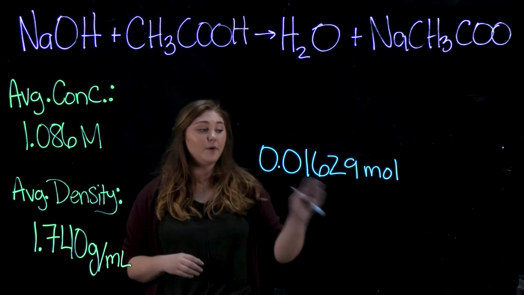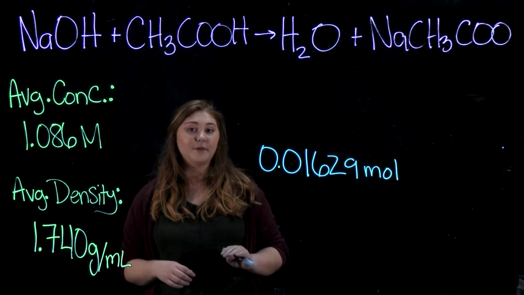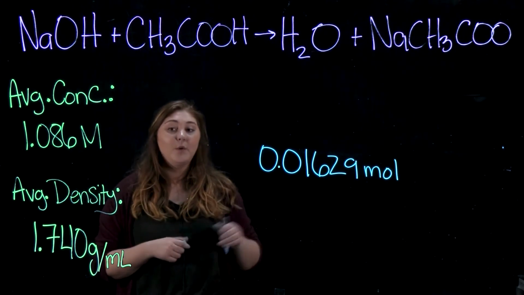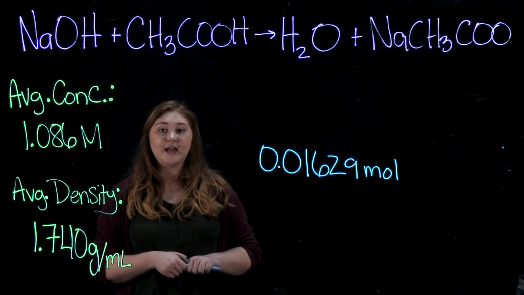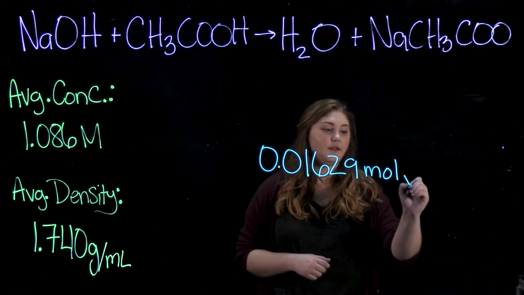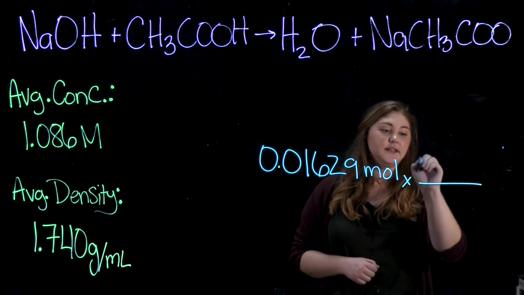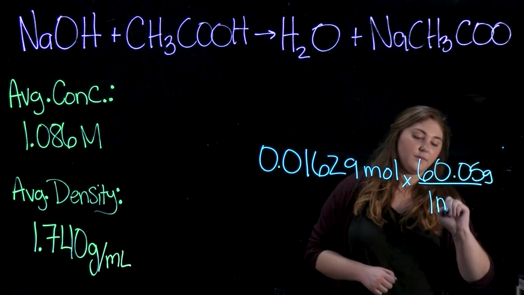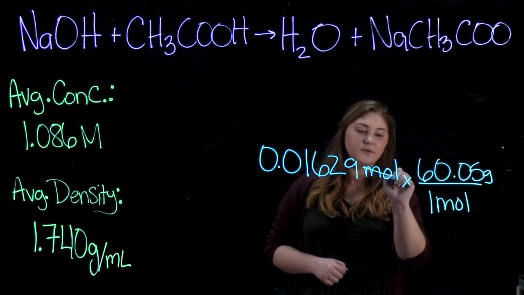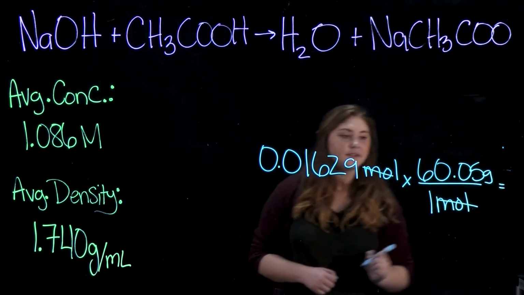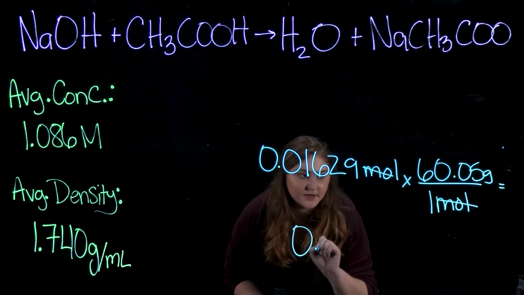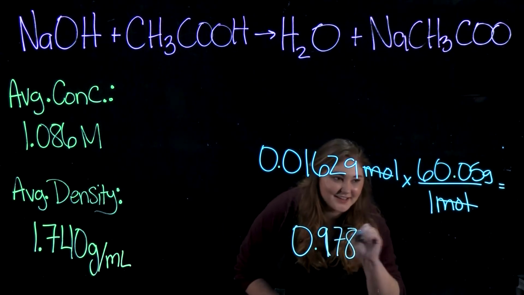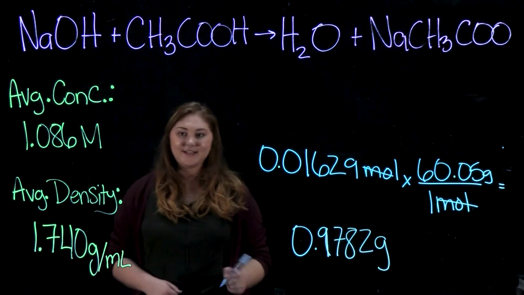Now that we know the moles of acetic acid in a 15 mL sample of vinegar, we can find the grams of acetic acid in that same sample. We can do this by multiplying by acetic acid's molar mass. The molar mass of acetic acid is 60.05 grams for every 1 mole. My moles cancel out, and I can solve this to find that in 15 milliliters of vinegar, I have 0.9782 grams of acetic acid.